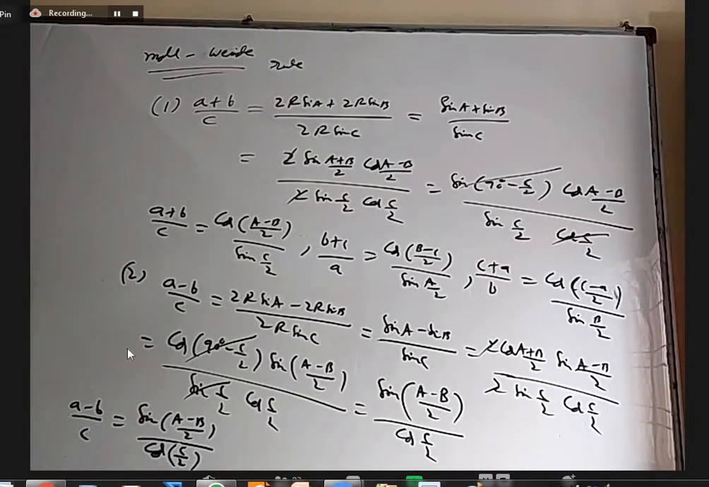We may use this formula in 1 or 2 questions, not too many. And if required at any time, we can always use the sine rule and derive it.